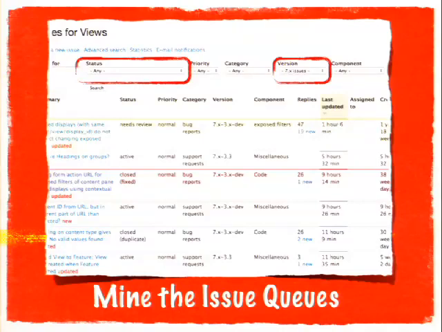So now we get to the issue queues, right? Now we start looking at the issue queues, and we can do a bunch of things. First of all, the only thing I care about is issues that relate to the version that I'm working on. So the very first thing I want to do is filter down to that. If I'm doing a Drupal 7 site, I don't really care what the Drupal 6 issues are. That's kind of irrelevant to me.